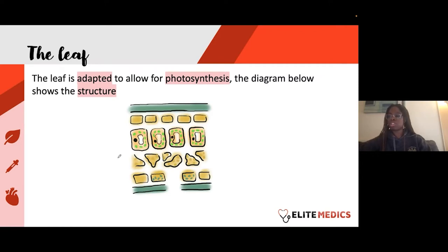So now we're looking at the structure of the leaf itself. I'm just checking to make sure that we don't have any more sliders. Okay, cool. So here we have the structure of the leaf, this is the top, this is the bottom, and it's basically adapted for photosynthesis to occur, and that would make sense. You want it to be as optimized as possible to carry out this process, because it can be inefficient at times. You want to make sure that you have the minimum effort and maximum output. So this is a diagram below with the structure.